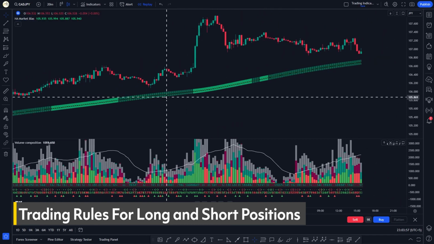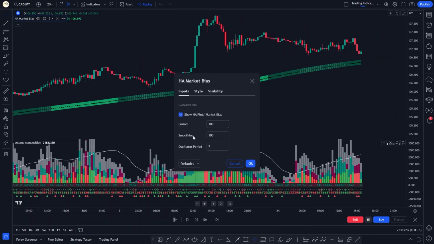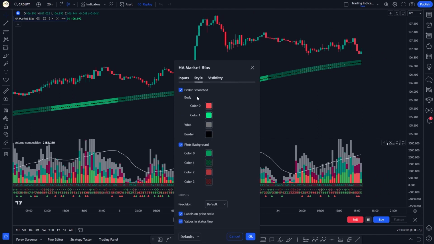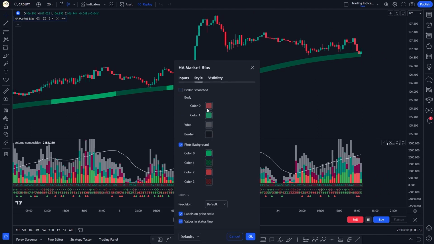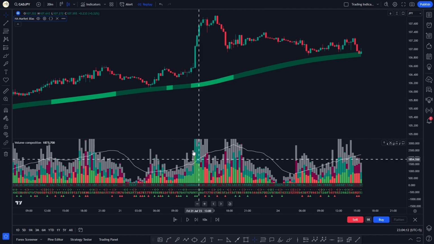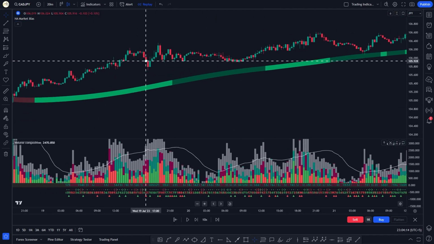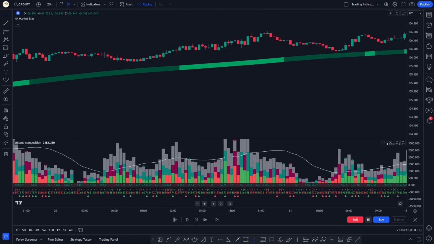So first of all, let's double click on this indicator, and here we're going to change the smoothing value from 100 to 50. And also in this tab, we're going to uncheck this Heikin Ashi smooth so that we will be seeing this dark green and dark red line only. And now let's hit OK. And now let's talk about the trading rules for taking long and short positions.